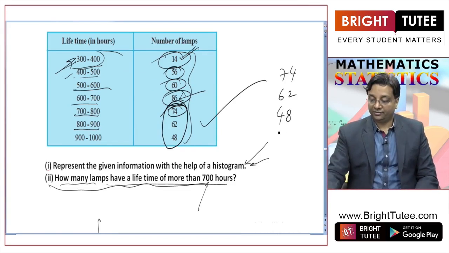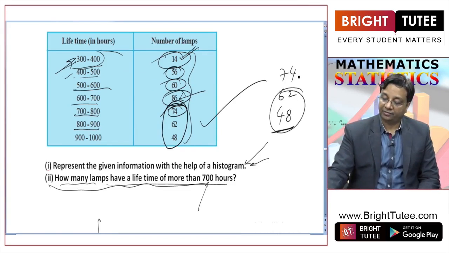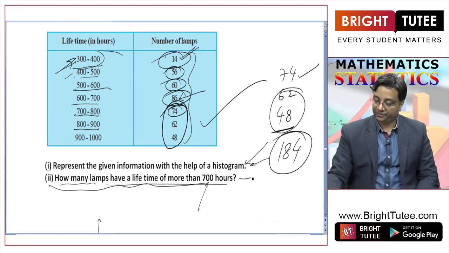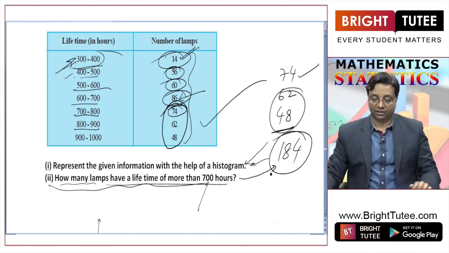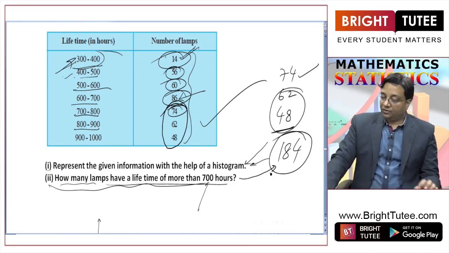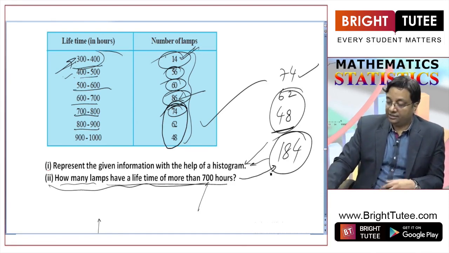62 plus 48 is 110. 110 plus 74 is 184. So this is the answer for this question. How many lamps of lifetime more than 700 hours? It is 184.